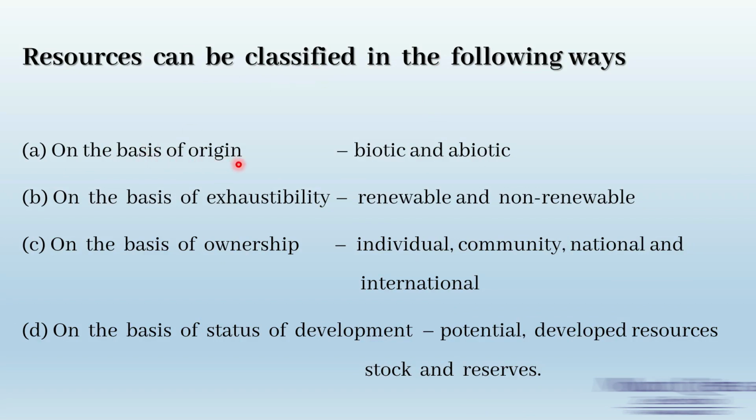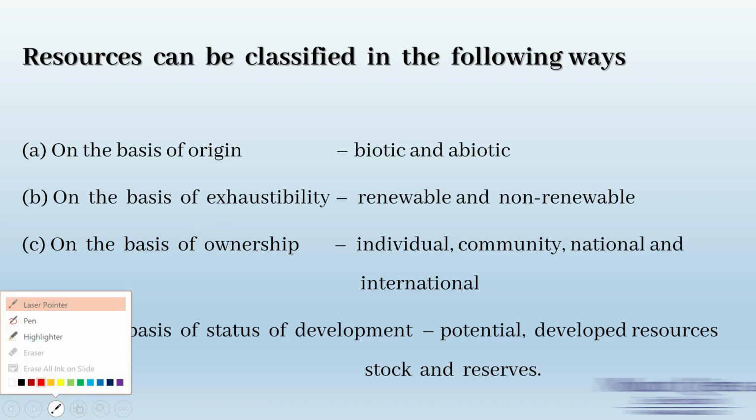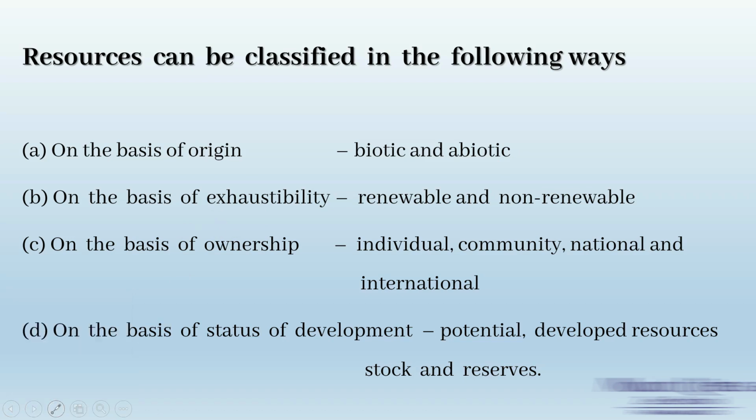First one, basis on origin. Abiotic and biotic, which means non-living and living things respectively. Example for abiotic is rocks and mountains. Example for biotic is human beings. Second one is based on availability, renewable and non-renewable. Water and air are the non-renewable resource, and coal and petroleum are renewable resource which cannot be recreated by humans.